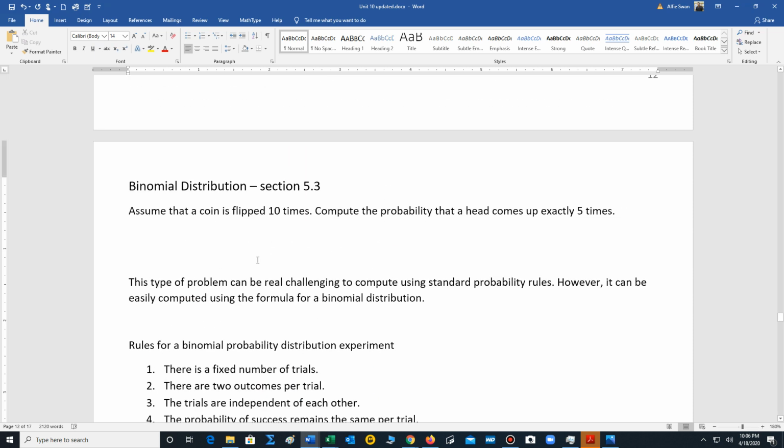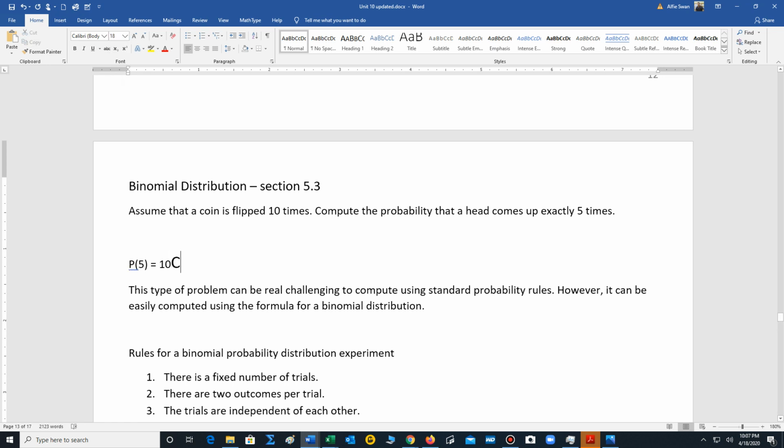So let's go back to our problem here and work this out. We want to have 5 successes. We have 10 trials. We're going to take a combination, 10 choose 5. Times the probability of success; in other words, the probability of getting heads is 0.5. That's not going to change. And we want 5 of those, so it's 0.5 to the fifth power.